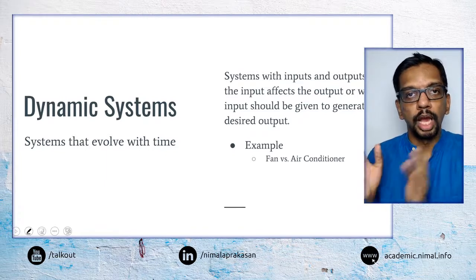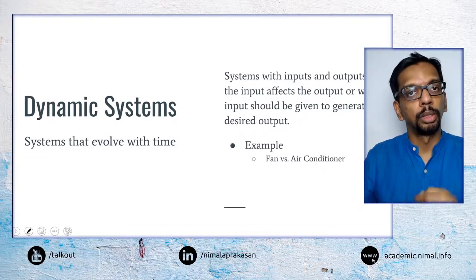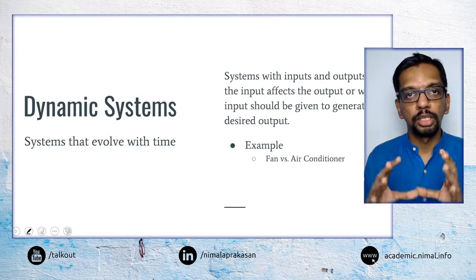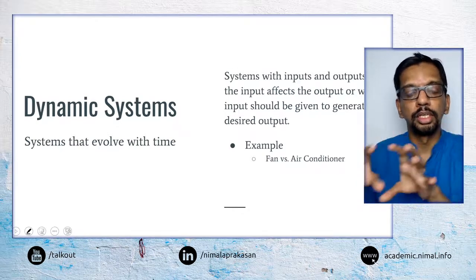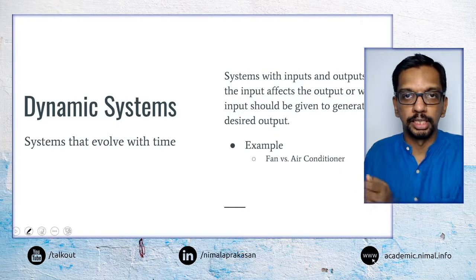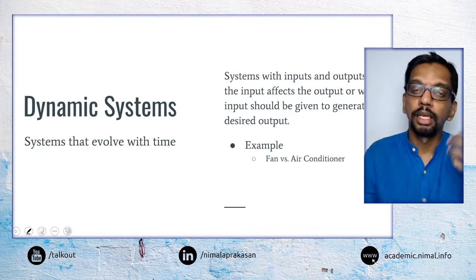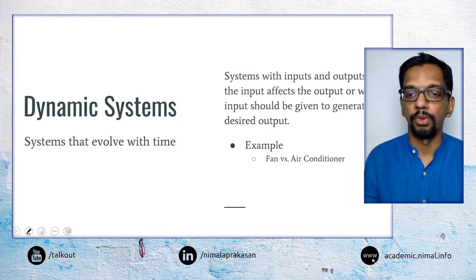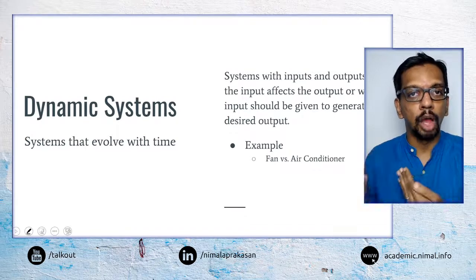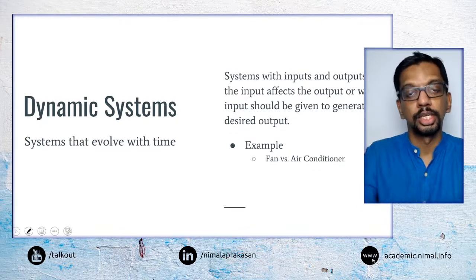So with an air conditioner, the way that it is going to perform depends on the environment, depends on the situation. That's why we will categorize that as a dynamic system. Whereas a fan will not do that. It will always perform the same thing. It will not change its output depending on the circumstances.